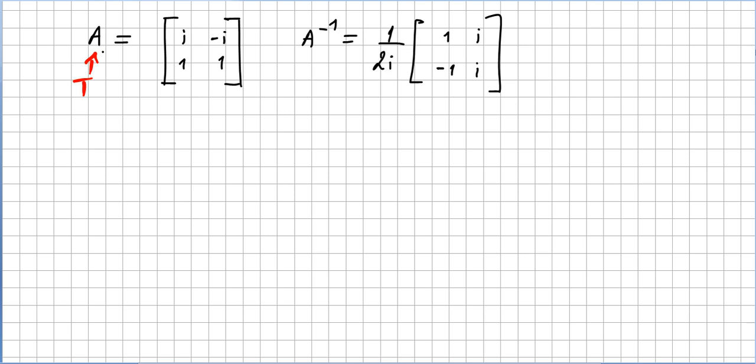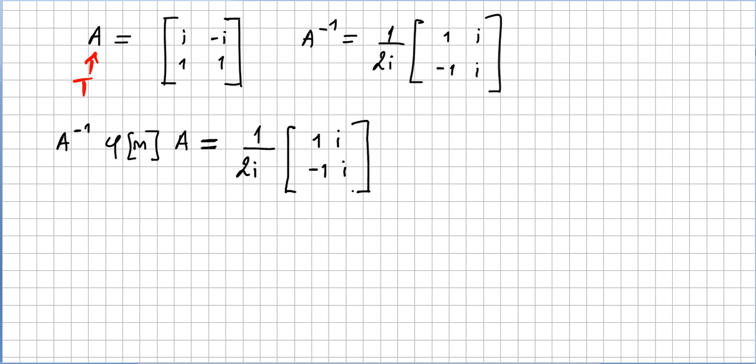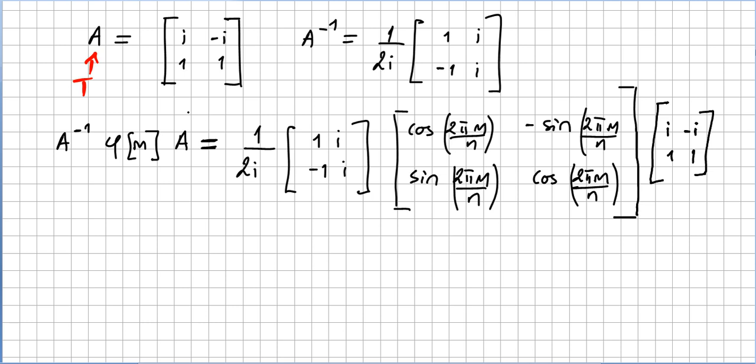We are going to get into some heavy computations. This is supposed to be A inverse times phi of m times A. They are equivalent if at the end we get psi of m. Let's do the computation and see if that's what happens. So A inverse, I'm going to put the A inverse here, phi of m, and then A. So this is A inverse, this is phi of m, and this is A.